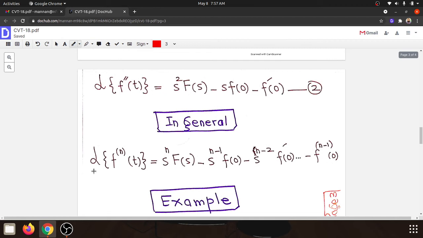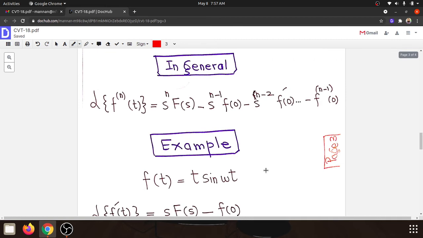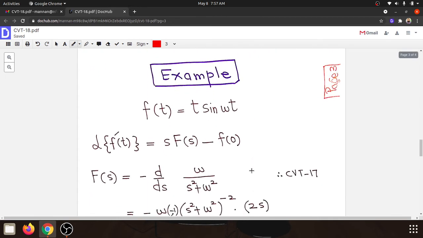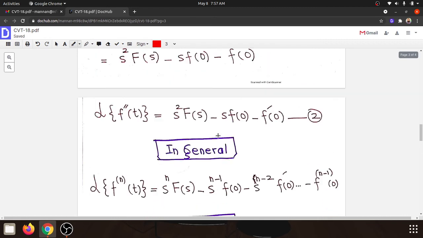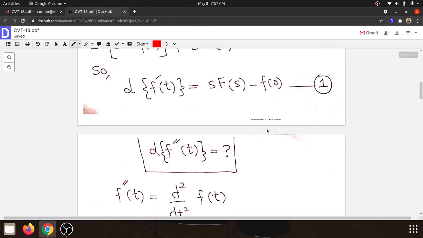In general, for any derivative f prime prime prime of t, third derivative, fourth derivative, fifth derivative, etc., this is the general formula. Right, now we are ready to solve an example where f of t is given to be t sine omega t, and we are asked to compute the Laplace transform of f prime of t. We know from equation number 1 that this is s times F of s minus f of 0.